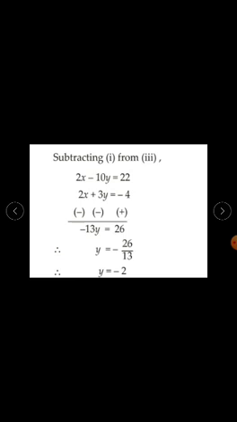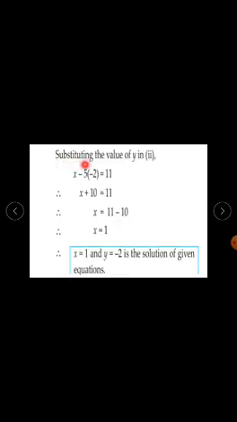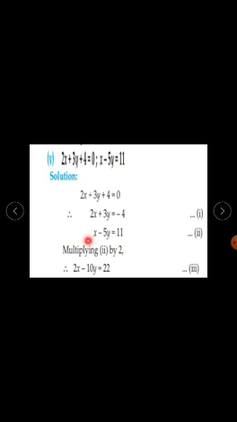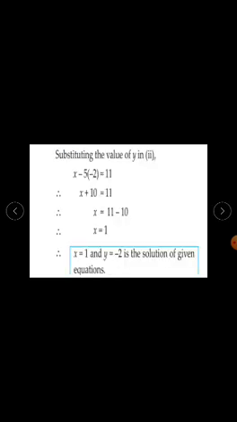Now, find out x. Substituting the value of y, minus 2, in equation 2, x minus 5y equal to 11. Therefore, x minus 5 into minus 2 equal to 11. Therefore, x plus 10 equal to 11. Therefore, x equal to 11 minus 10, so x equal to 1.